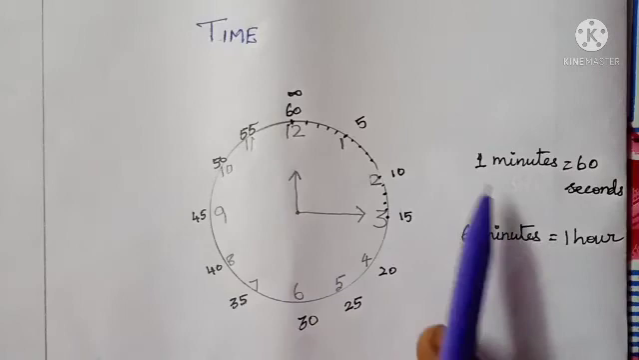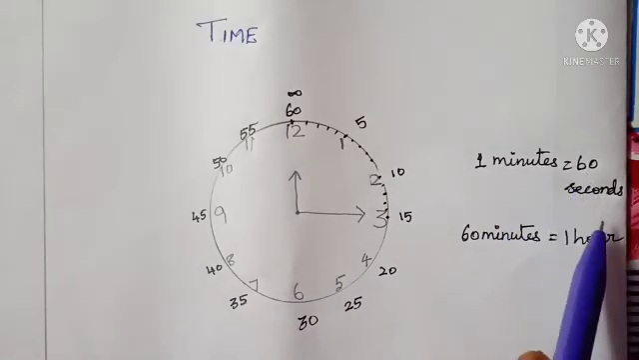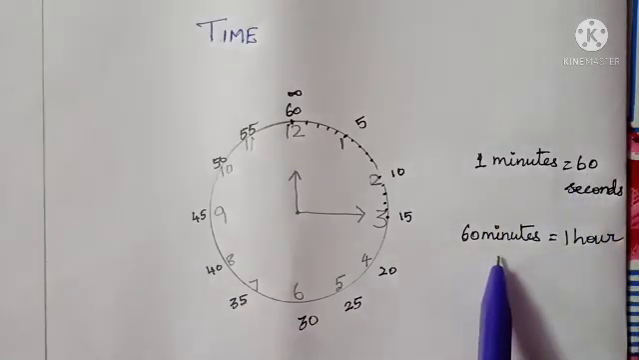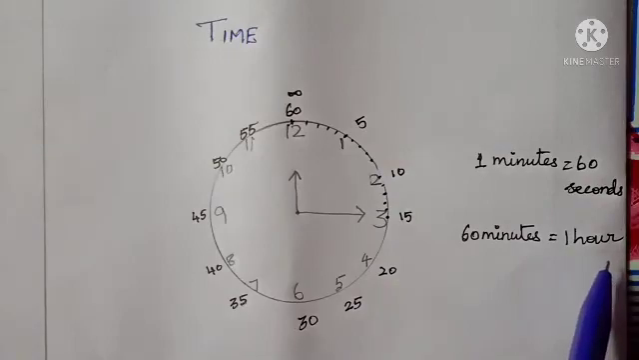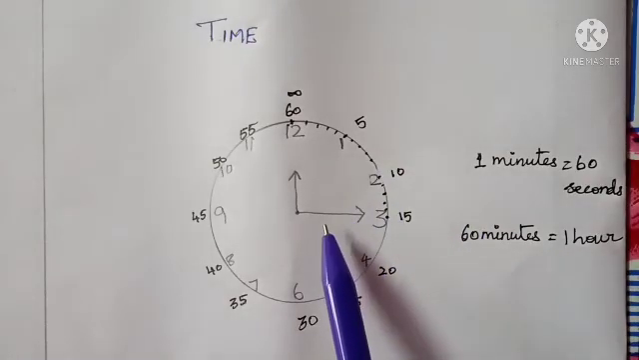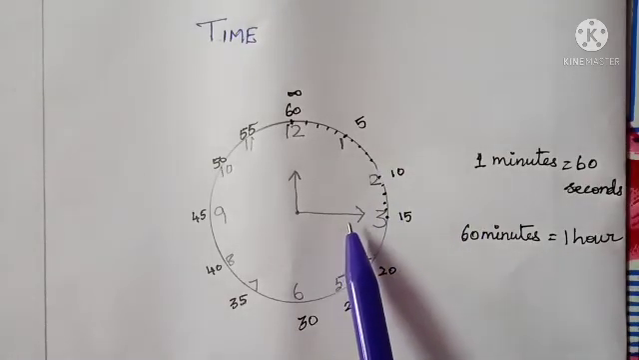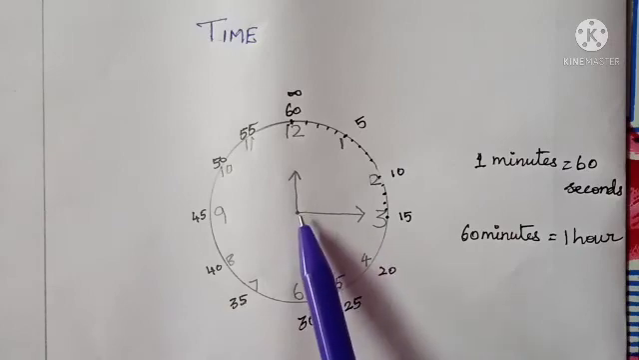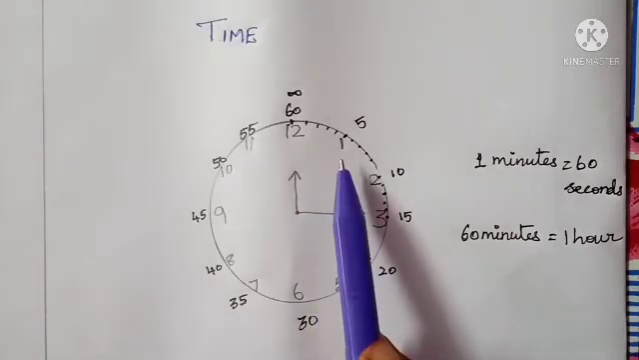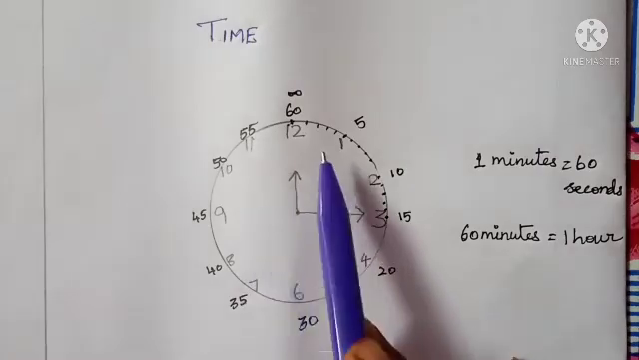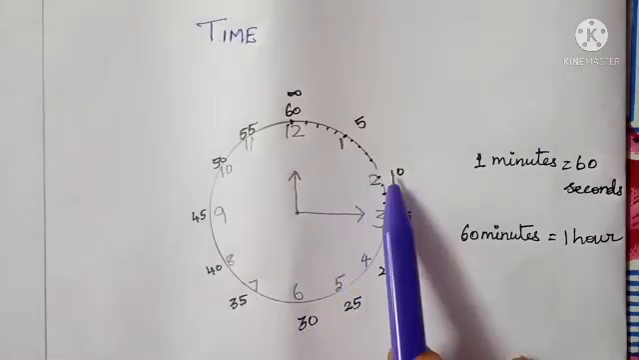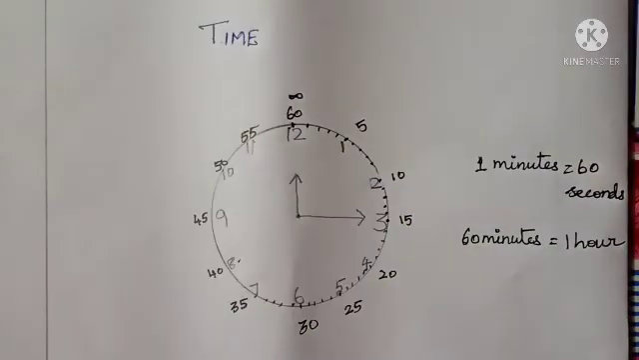Here 1 minute is equal to 60 seconds. 60 minutes is equal to 1 hour. So the long hand shows the minutes and the short hand shows the hours. The clock has the numbers 1 to 12, but you count the minutes as 5 minutes, 10 minutes, 15 minutes. This makes it easy to find out the time.